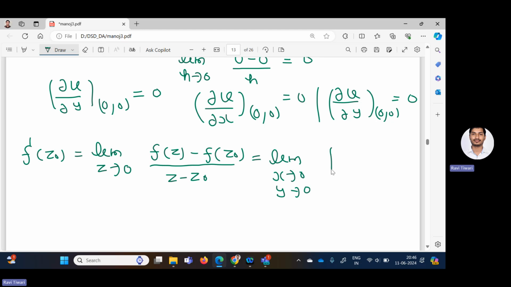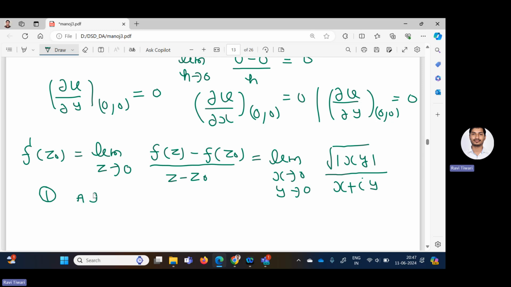F of z is what given? Under root mod xy divided by z, and z is nothing but x plus iy. And z naught is given 0. So again, you can claim that this limit does not exist.